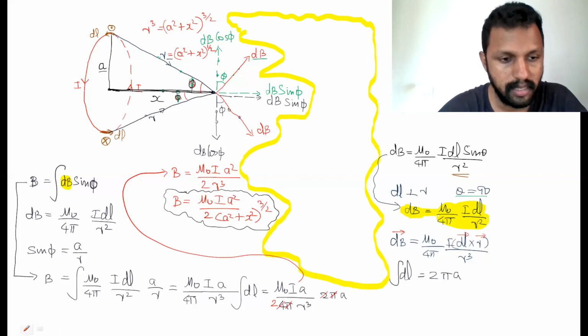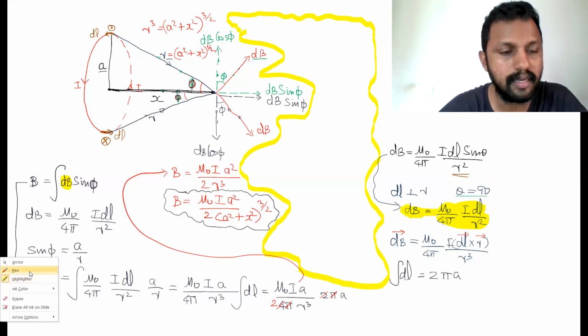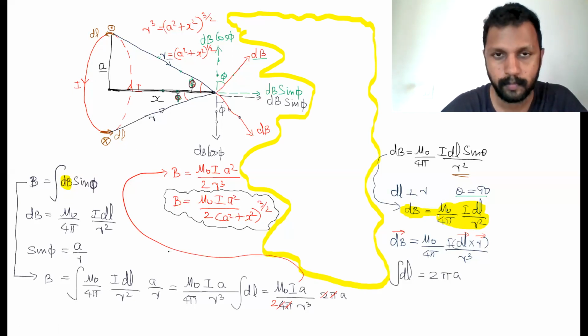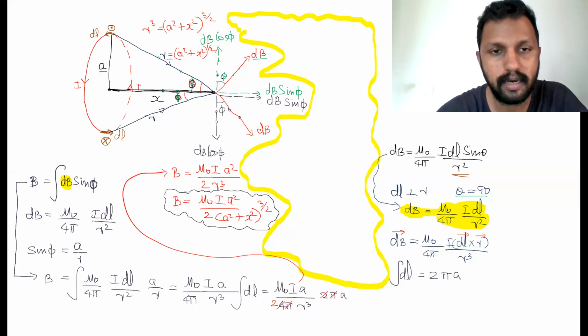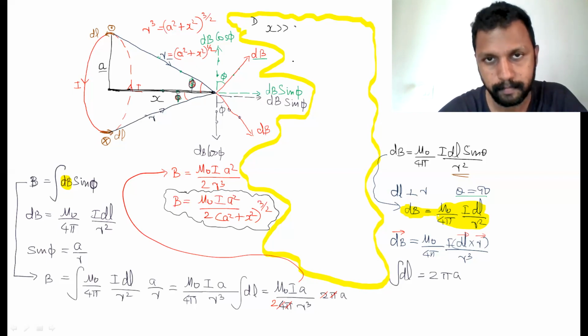That is, if the point is at a very large distance from the loop, let's say this point is at a very large distance, it means the value of x will be very large compared to a. Therefore, the first special case is if the point is at a very large distance, that is, I could write the value of x is much greater than a.